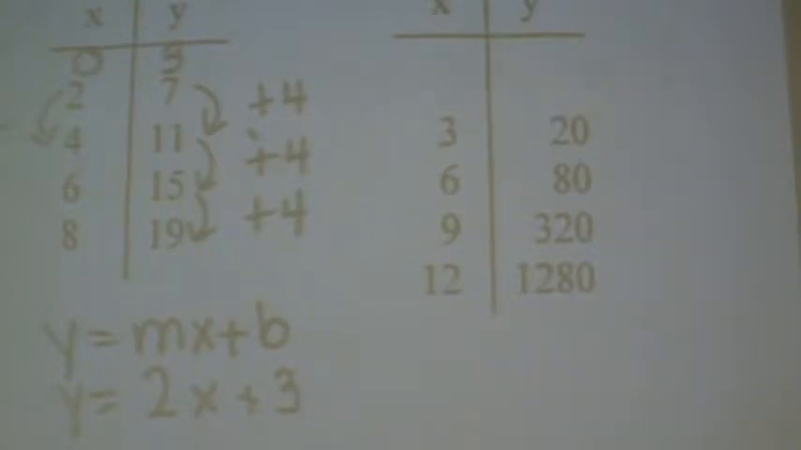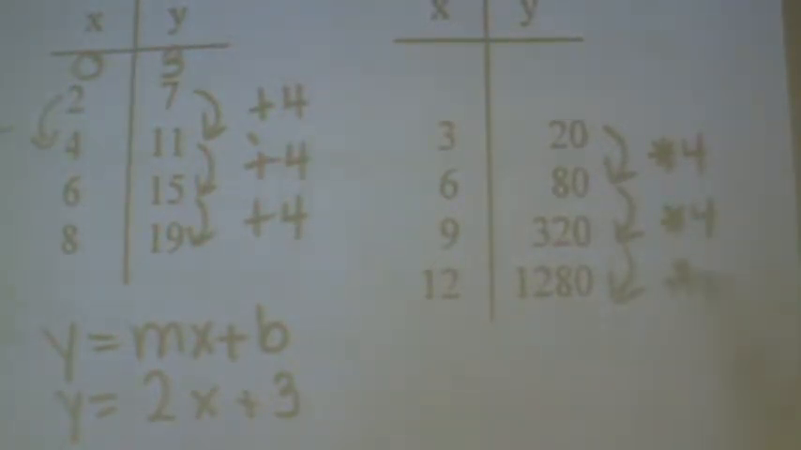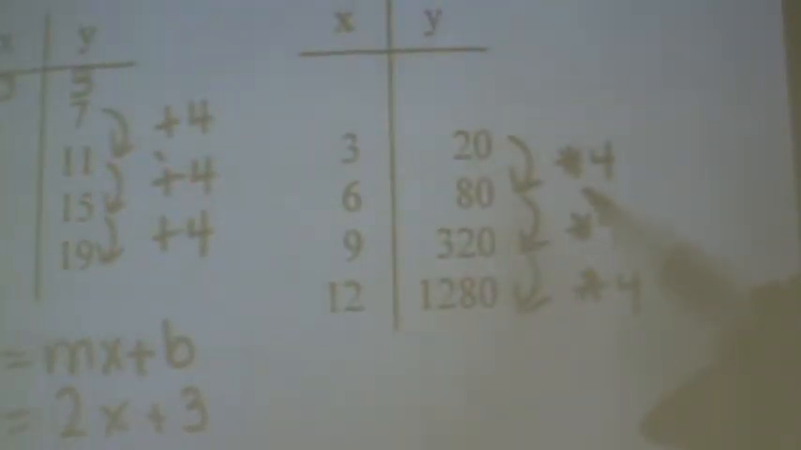What's that? How do you go from 20 to 80, 80 to 320, 320 to 1280? What are they multiplying by? 4. Can you give me the equation now? Is this linear? Quadratic? What is it? It's exponential.